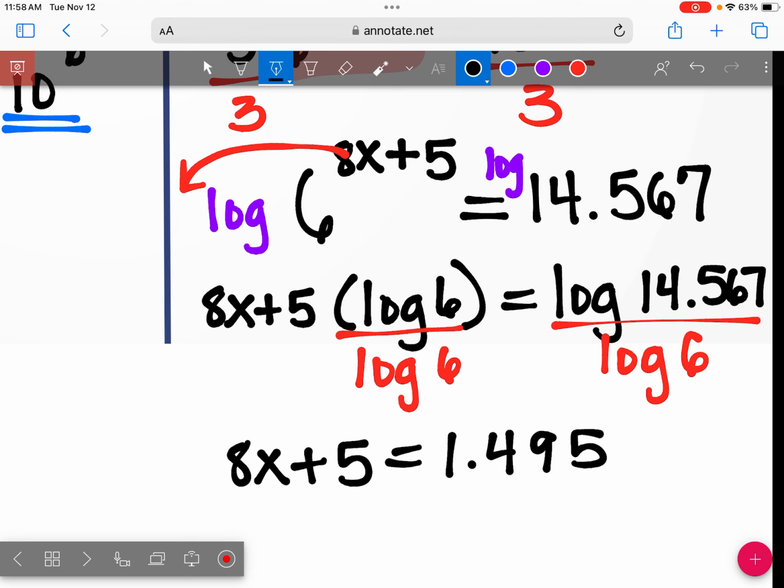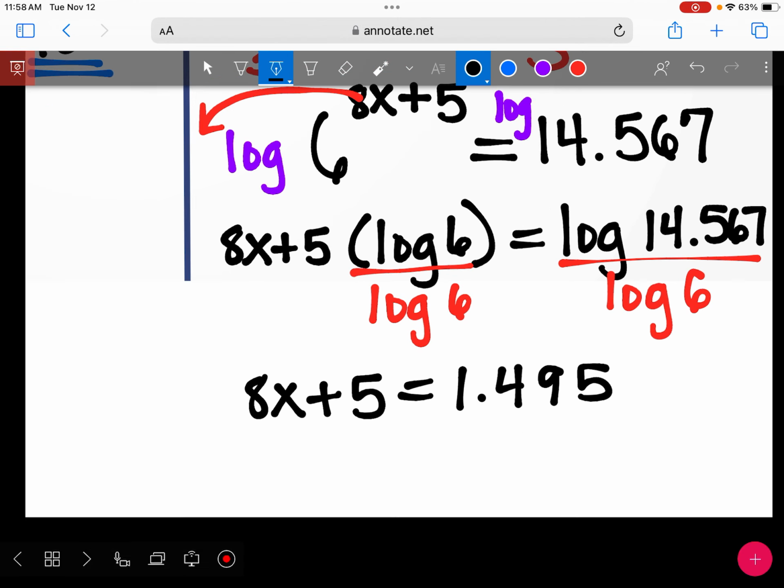All right, so from here, you should be able to solve it. Now it's just a 2-step equation. So what's your next step? Minus the 5. Minus the 5.